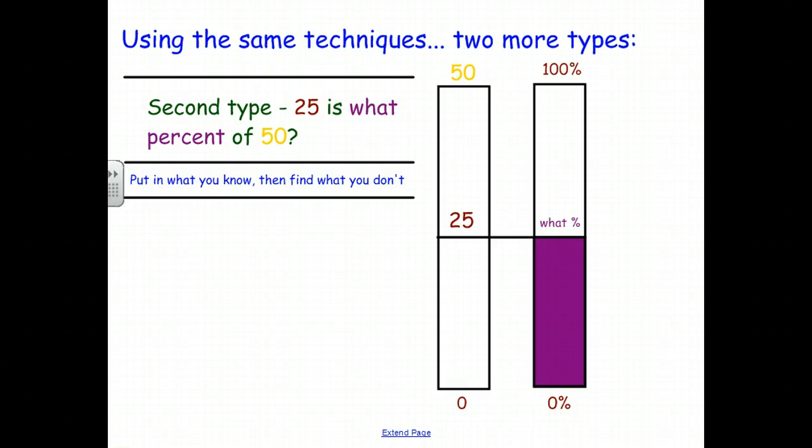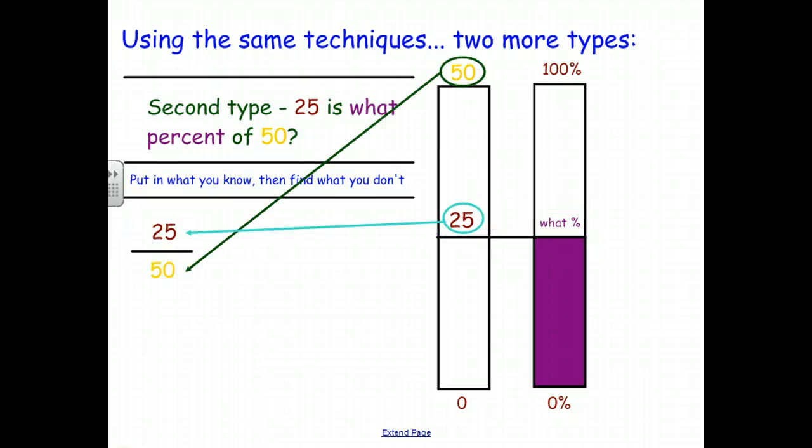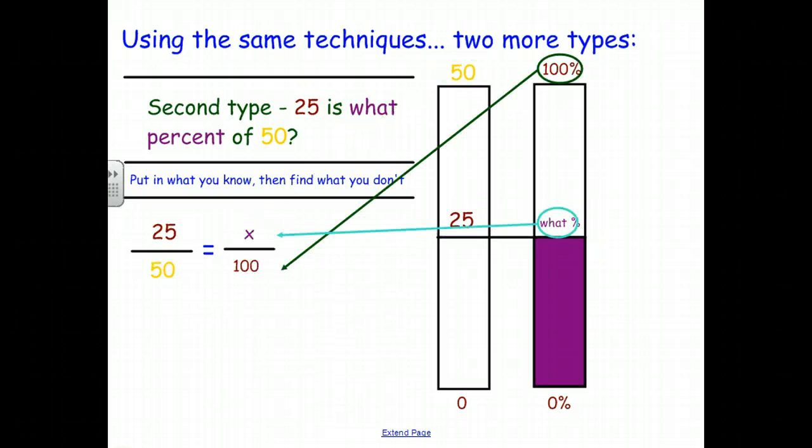Once we have all that set up, and I've color-coded it here so you can see what we're talking about, 25, our number here, is what percent of 50? Once we have this, it's a matter of moving these into our two ratios, setting them equal to each other because we've set them up in these bars to be equal, and solving that proportion and finding out that x is 50%.